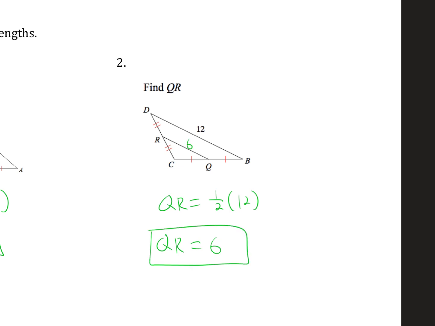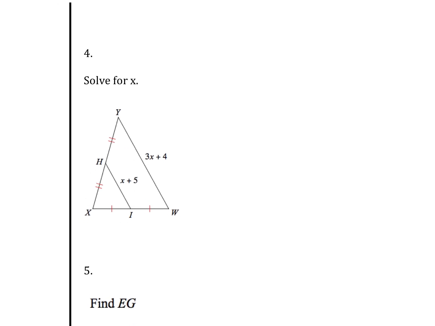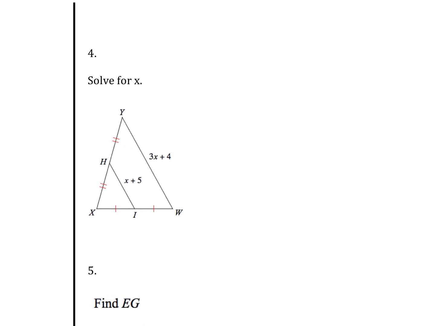All right, sounds good. Down here, we're solving for x. So we have 3x plus 4 is the third side, and we have x plus 5 is the midsegment. What's the setup here? Which one's double? Well, the third side, which is YW, equals double the midsegment, HI. So YW is 3x plus 4 equals double x plus 5. All right. Now we can solve.